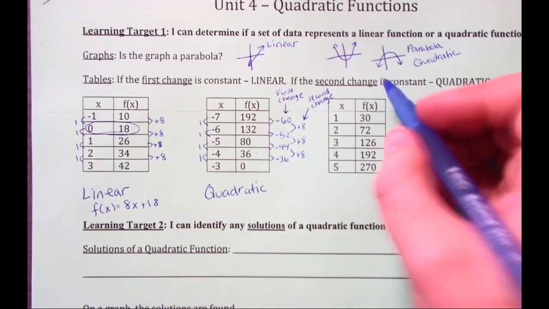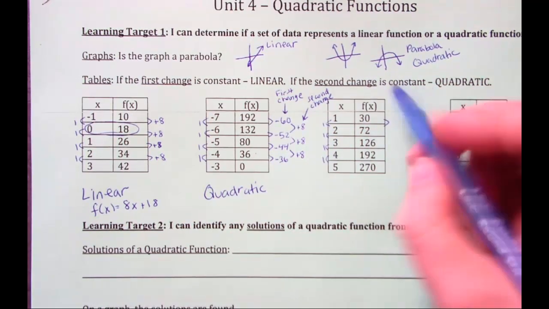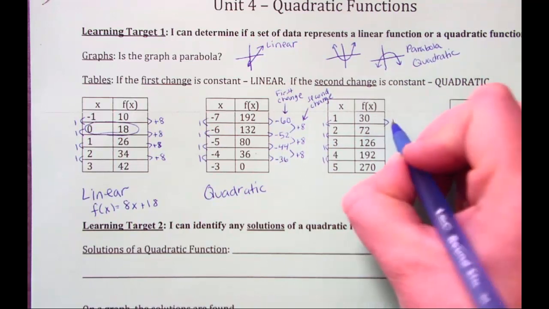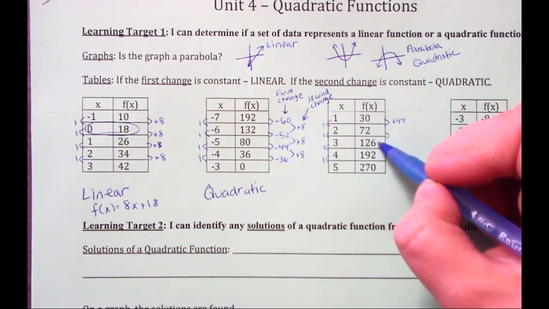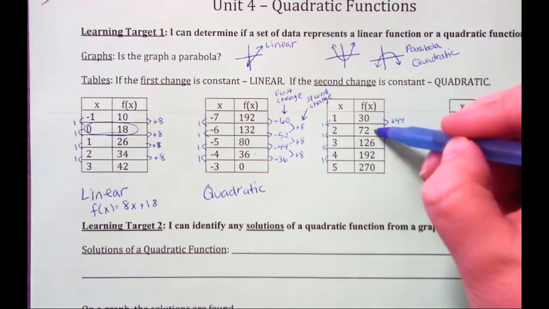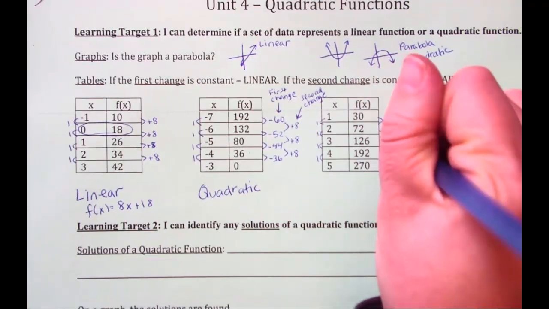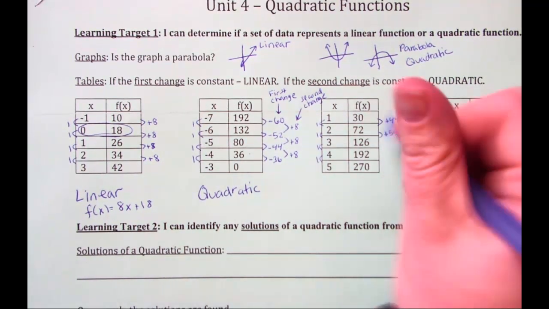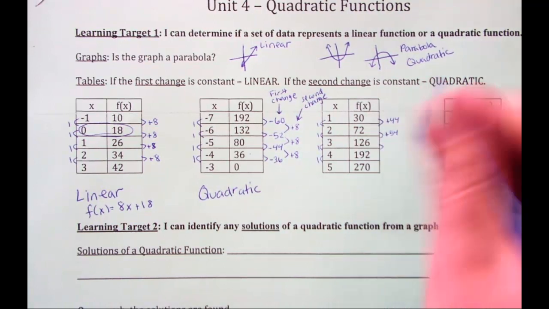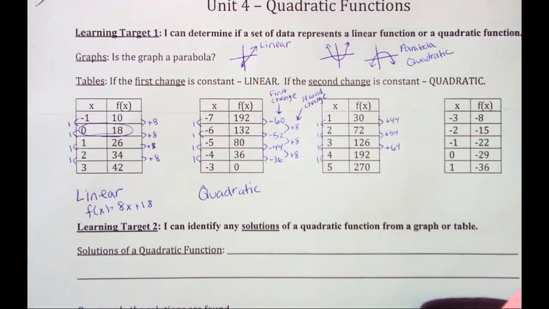Now let's try the next one. It's going up 1 over here the whole way. To get from 30 to 72, you add 44. To get from 72 to 126, you would add 54. To get from 126 to 192, you would add 64. I believe.